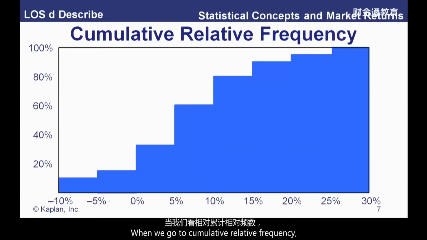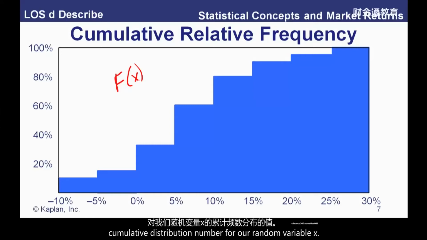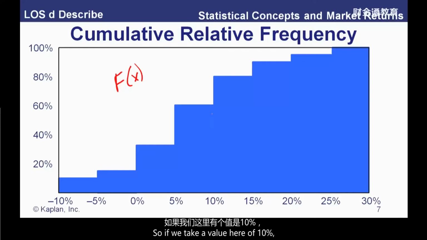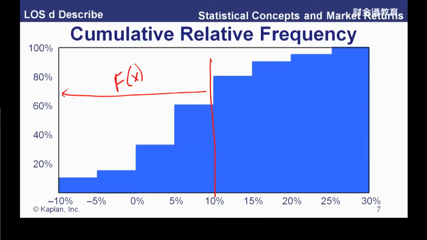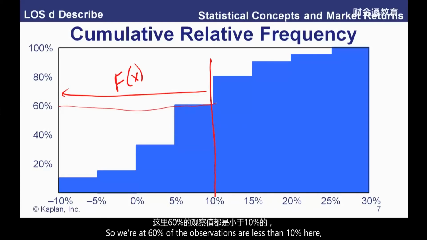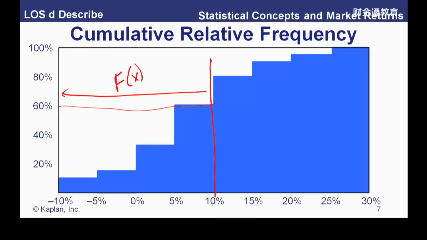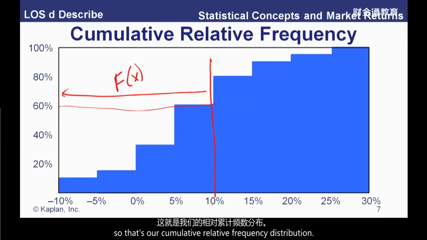When we go to cumulative relative frequency, we're going to add up the percentages, and you can see they go up to 100%. Sometimes we express this as F(x), the cumulative distribution number for our random variable x. So if we take a value here of 10%, then we would add up all the observations we had, and see what percentage of the total that is. So 60% of the observations are less than 10% here. So that's our cumulative relative frequency distribution.